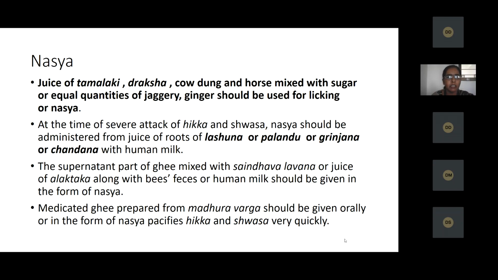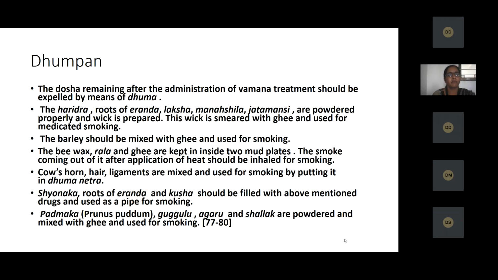Another nasya is ghee mixed with sendhava lavana juice, alakata, along with pieces of human milk, which should be given in the form of nasya also. Medicated ghee prepared from Madhur Varga should be given in the form of nasya, specific for hikka shwas, very quickly. Here hikka shwas means we can give the same formula in COPD also.